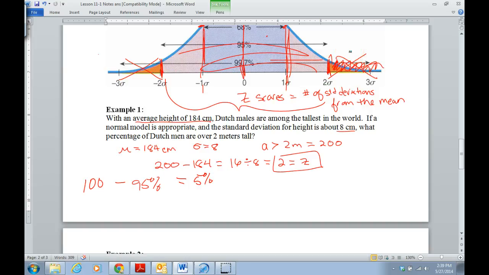We only want one tail, so how much is left? Divide it by 2. You only want one side of it, not both. Oh, they add up. So 2.5%. So there's a 2.5% chance for men to be larger than 2 meters tall. So, in inches, I'll wait it out. This is in centimeters, actually.